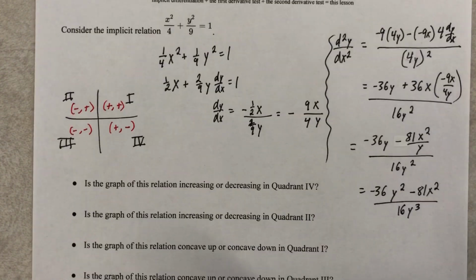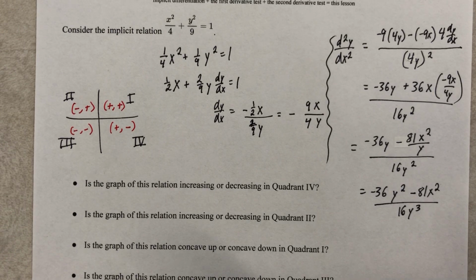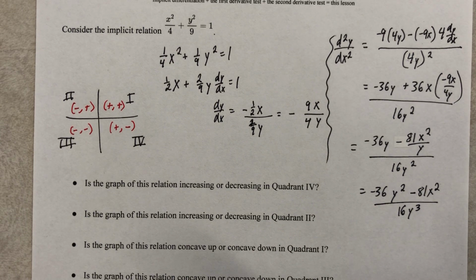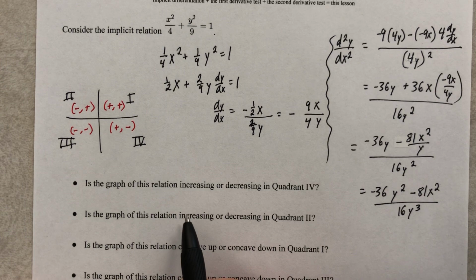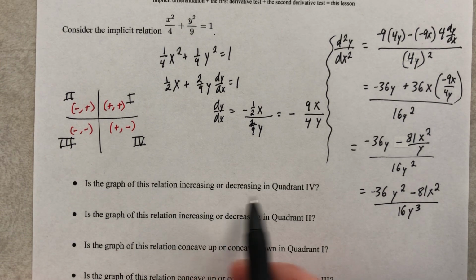So what I'm going to do is plug in not numbers, but just signs. You can do that. It's totally okay. So let's grab a pen. What color? Purple. That's a good suggestion. Thank you. Is the graph of this relation increasing or decreasing in quadrant 4?